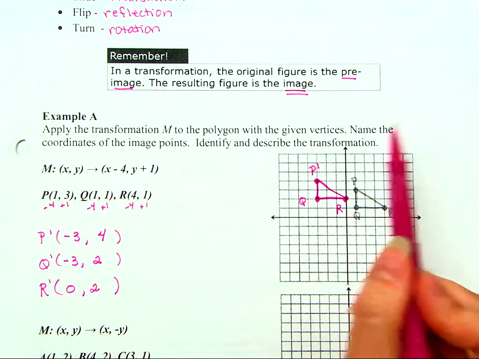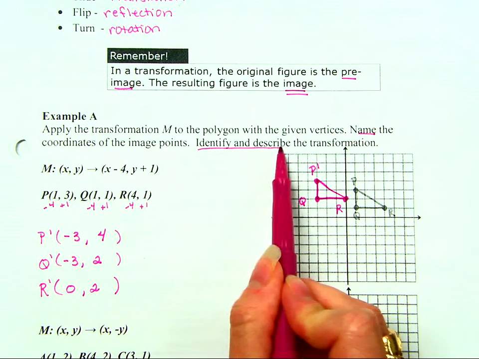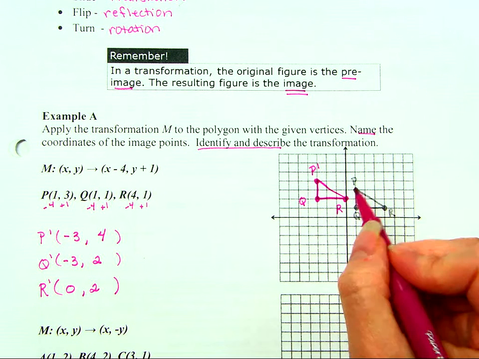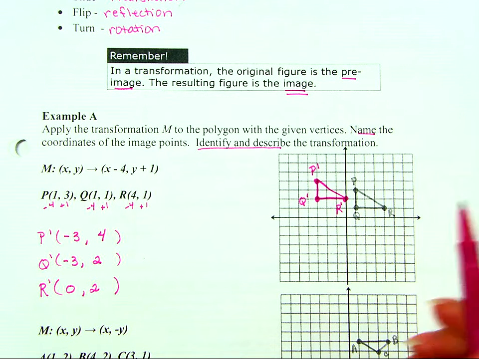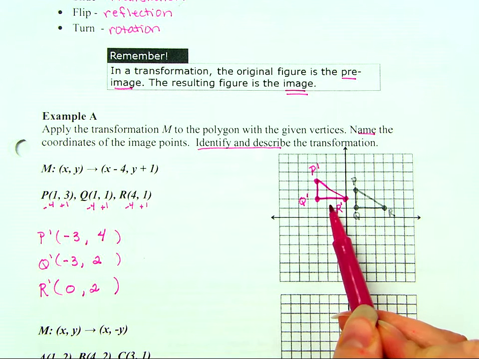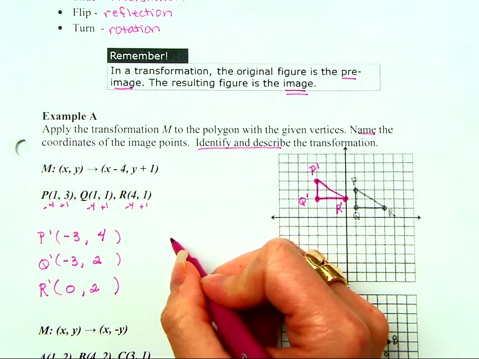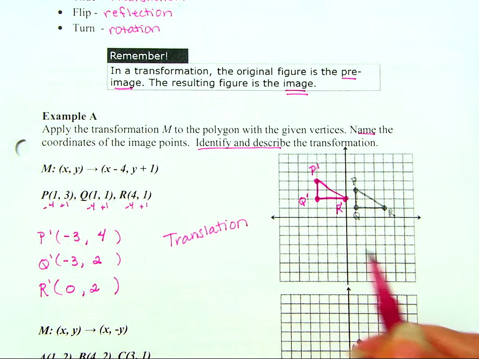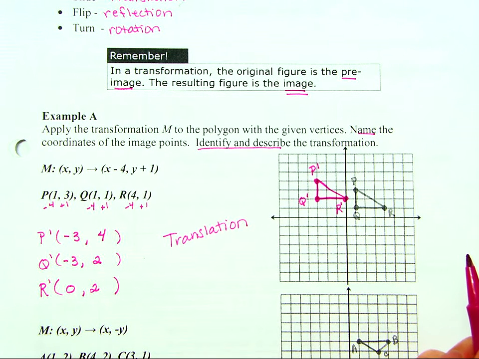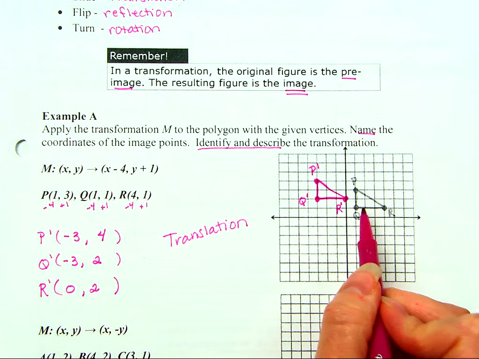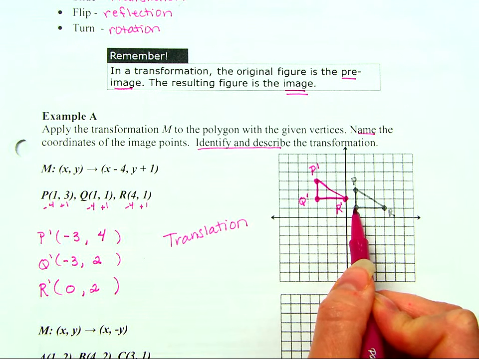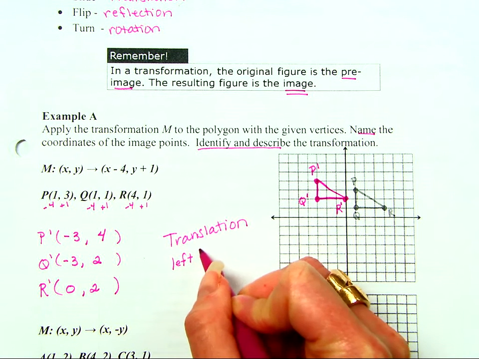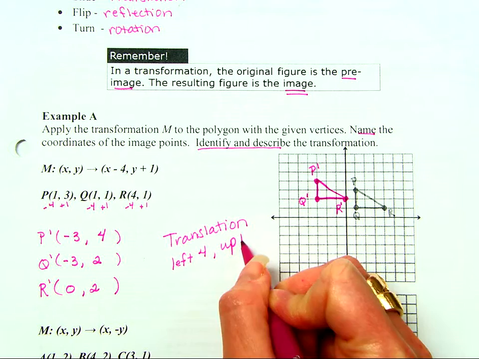I've applied my transformation, I've named the coordinates, but now I need to identify and describe. Well, looking at our two triangles, here is my pre-image to my image. I can see that that was simply a translation. And to describe it, I'm going to describe in which direction or how much. Well, I could compare point Q to Q prime. I can see I've moved to the left and I've moved up. So describing that, I'm going to say that we moved left 4 units and up 1.